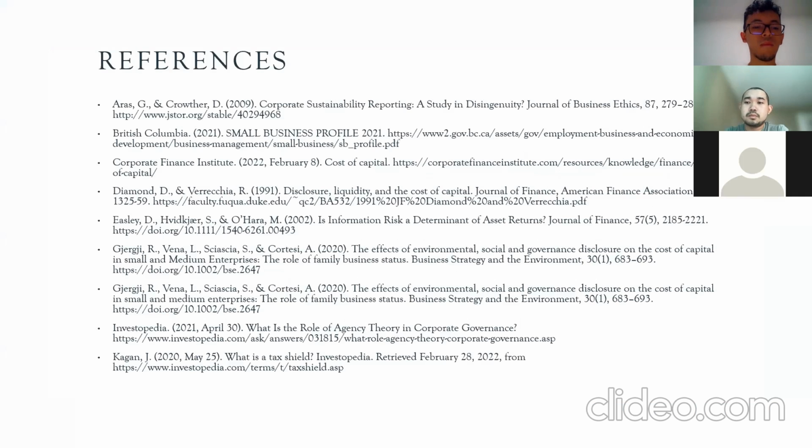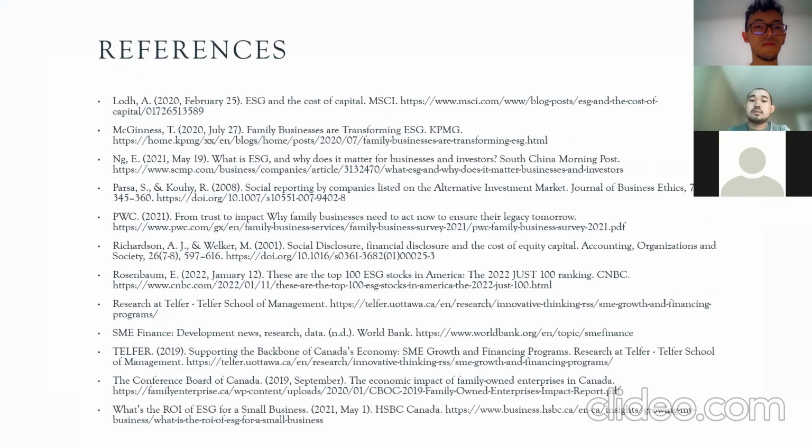So those are the main definitions and the main variables that the article talks about: agency theory, family business, ESG disclosure, and the cost of capital. So here are some references from this research, and that's all.